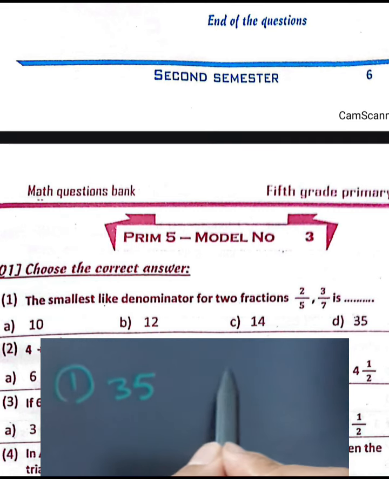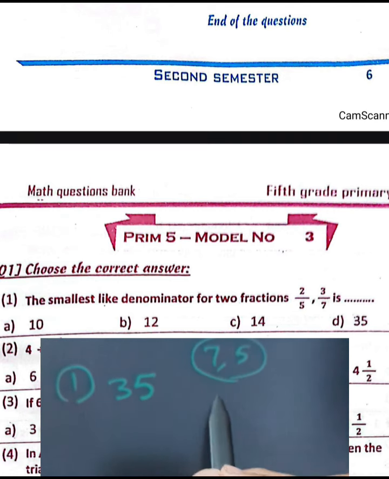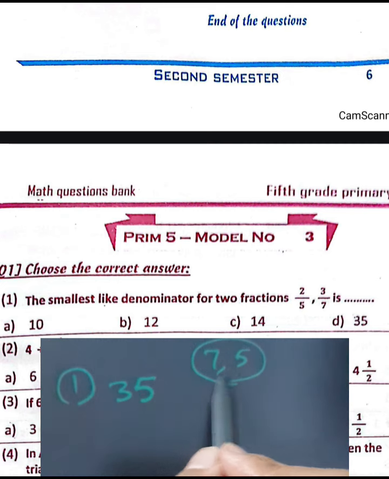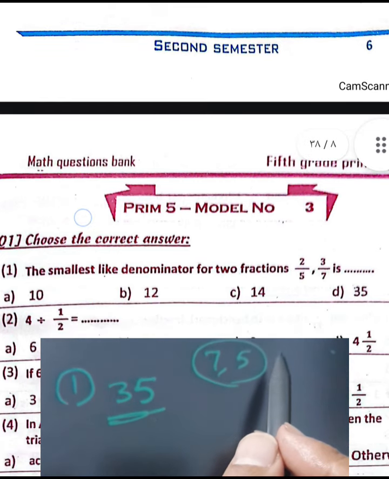Because the least common multiple of 5 and 7 will be 35. 7 and 5, we call them relatively prime numbers. The highest common factor between them equals 1. Then the least common multiple between them will be their product, 7 times 5, which is 35. Choose letter D. Question number 2.